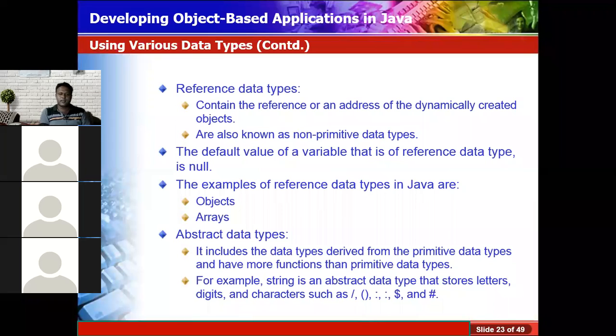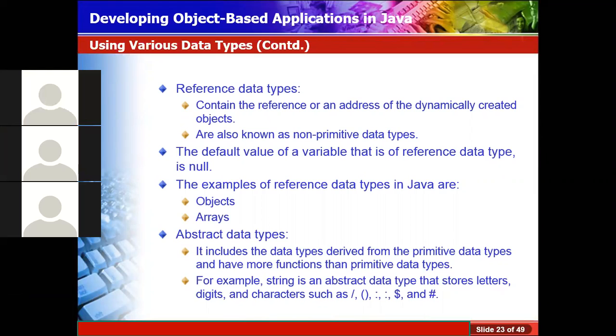Next is reference data type. Reference data type doesn't contain the value of its own. It contains the address where your value is stored. It contains the reference or address of the dynamically created object. It is also known as the non-primitive data type. The default value of the variable is null.